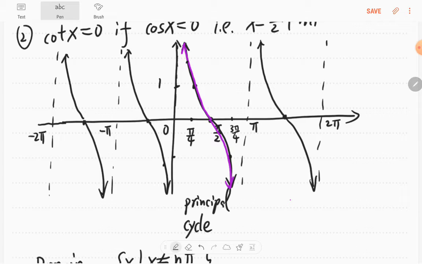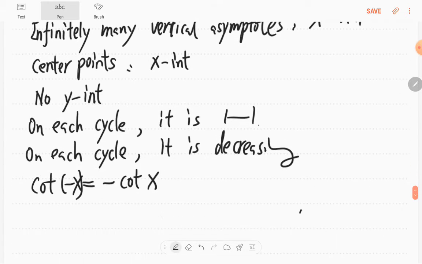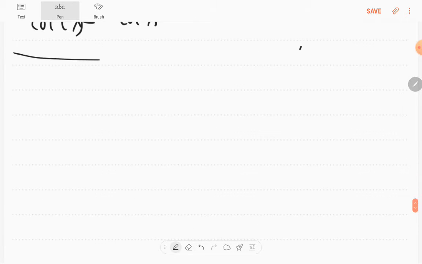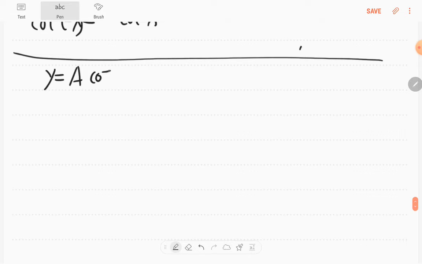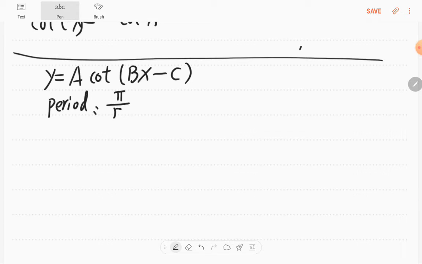So now let's look at this one again. y equals a times cotangent of bx minus c, right? So this one is the period, which is the original period pi divided by b. So this is the period, right?